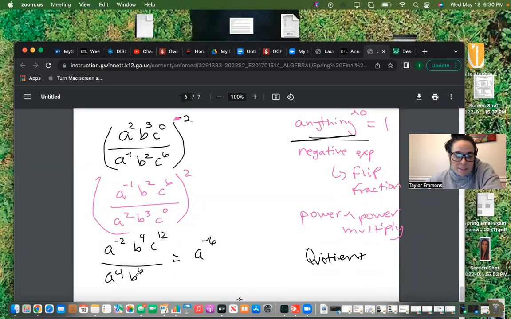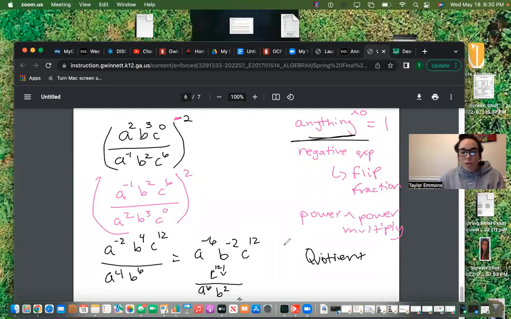You've got this b to the 4th and b to the 6th. So 4 minus 6 is going to give us negative 2. And then we've got this c to the 12th power but chilling by itself. Now, most of our answers are not going to be written with a negative exponent. So we're going to write these all with positive exponents. So this is going to turn into c to the 12th power over a to the 6th, b to the 2nd. Okay, so all I did here was flip and put that a and b down on the bottom because they had that negative exponent.